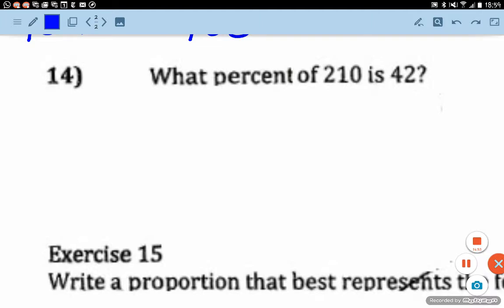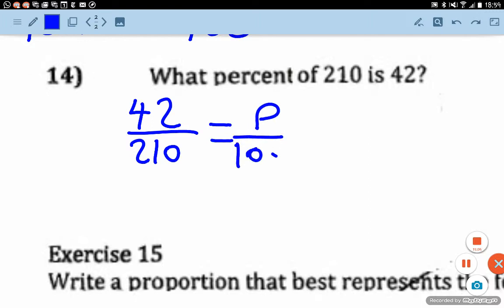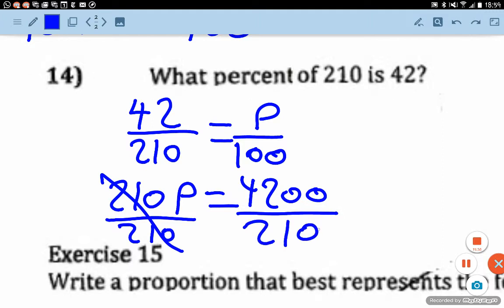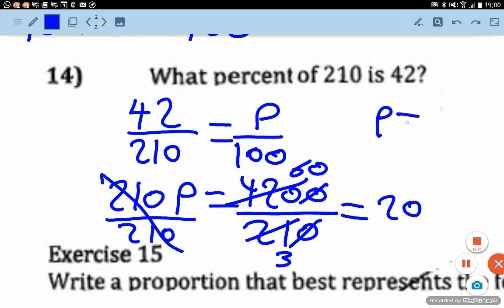What percent of 210 is 42? So here he wants to find the percent. We write 42 over 210 equals P over 100. Then we do the cross product. So 210P equals 4200. Then we divide by 210 on both sides and simplify the zeros. Divide by 7 on both sides. This will be 3 and this will be 60. So the answer will be 20%. It was 20%.